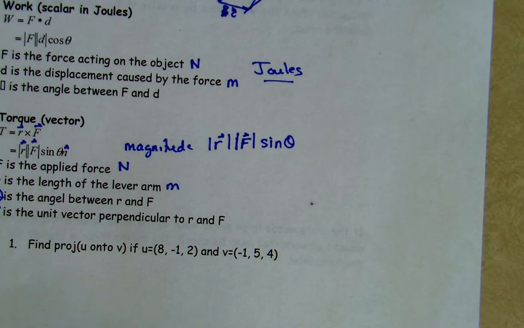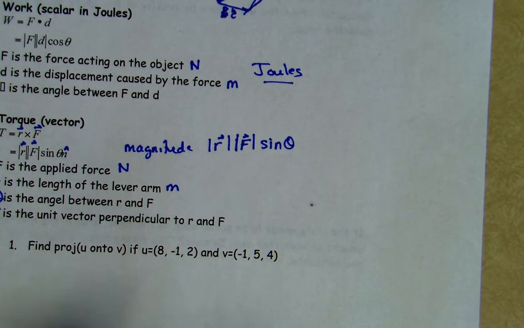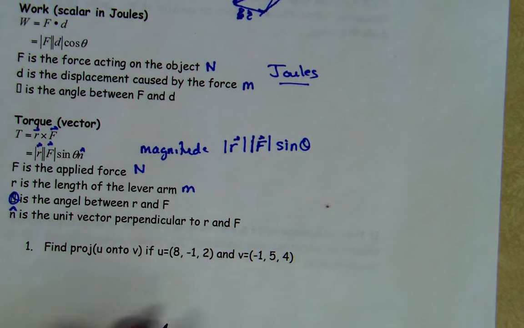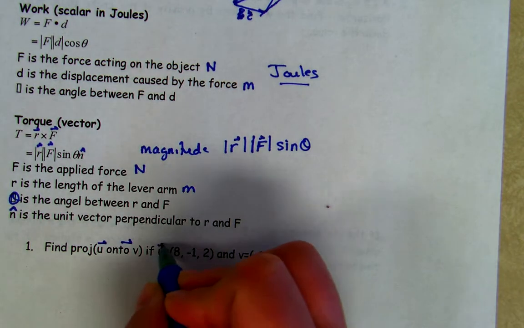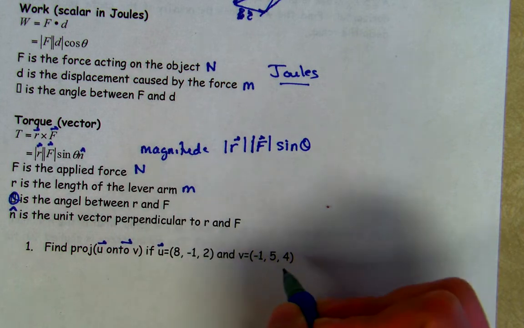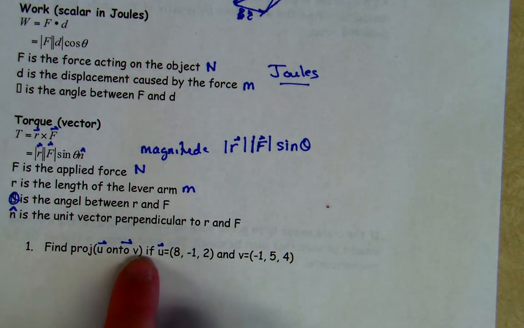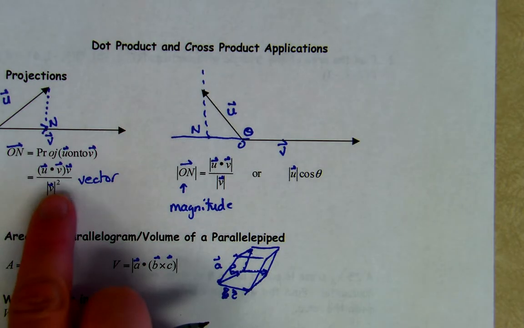Okay, so let's work with these formulas. And again, I can't stress enough that you don't have to have them memorized; I would expect you to use this reference sheet to go back and pull the formulas that you need. So question number 1, find the projection of u onto v if u is 8, negative 1, 2, and v is negative 1, 5, 4. So they've asked for the full projection here. This says nothing about magnitude, so I'm going to go up and grab this full formula.